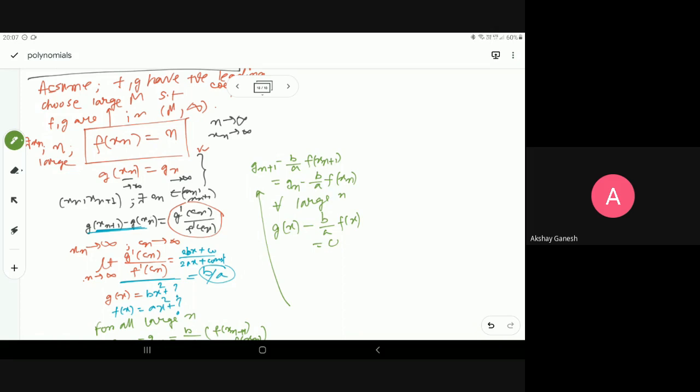We have assumed f of xn equals n, right? Yeah, we assumed so.